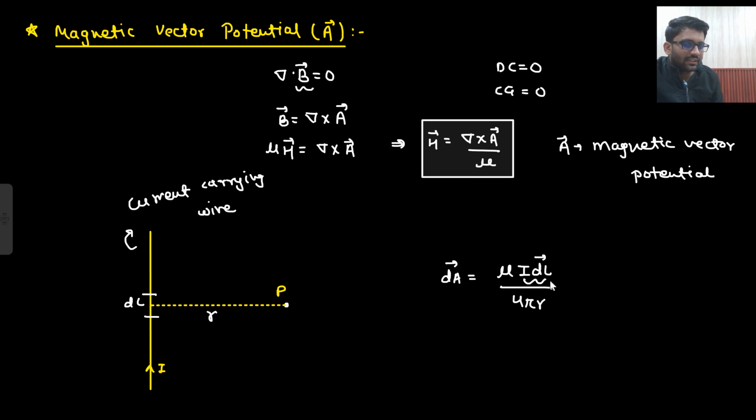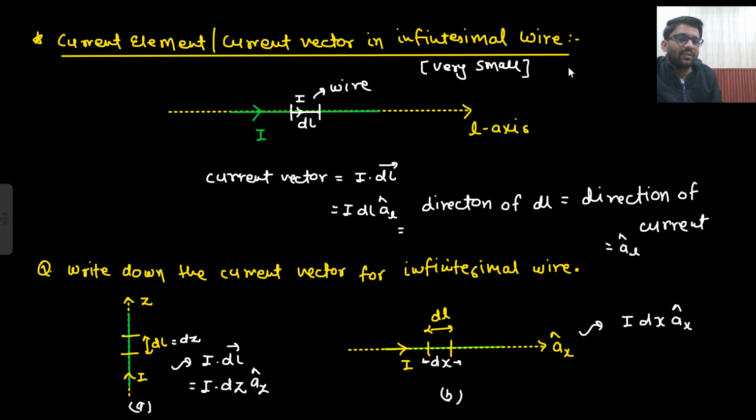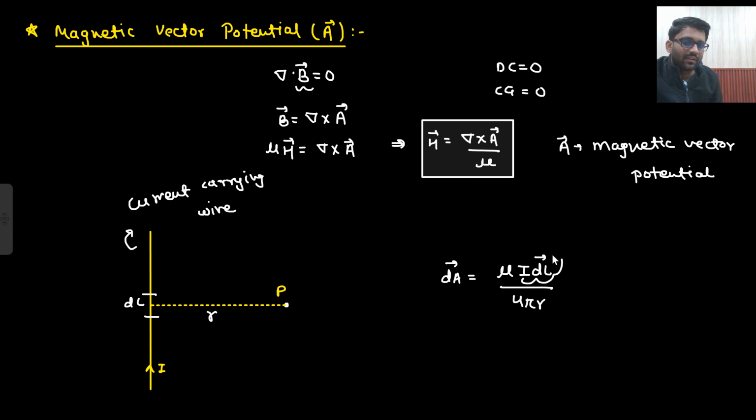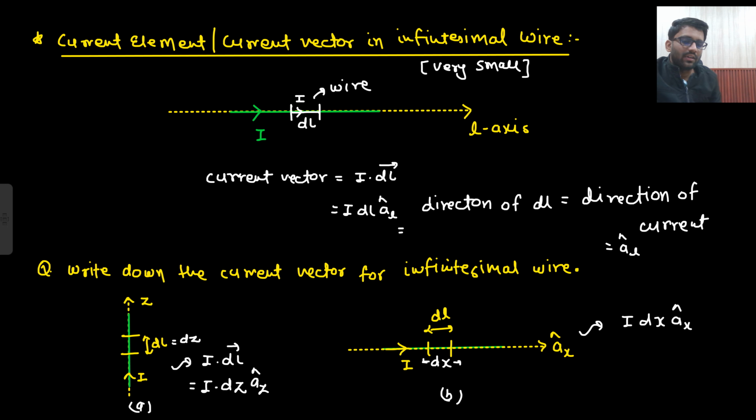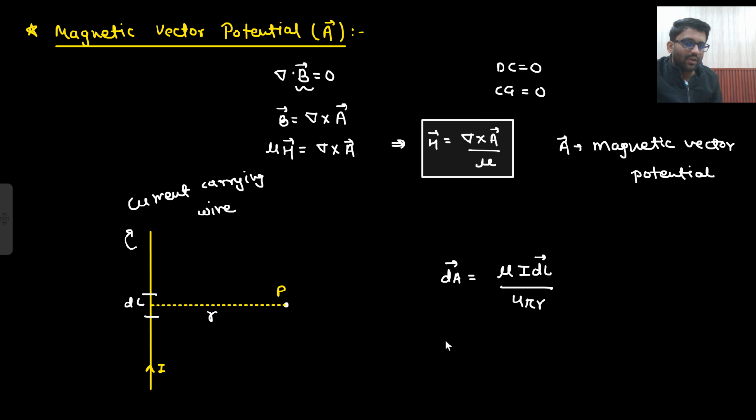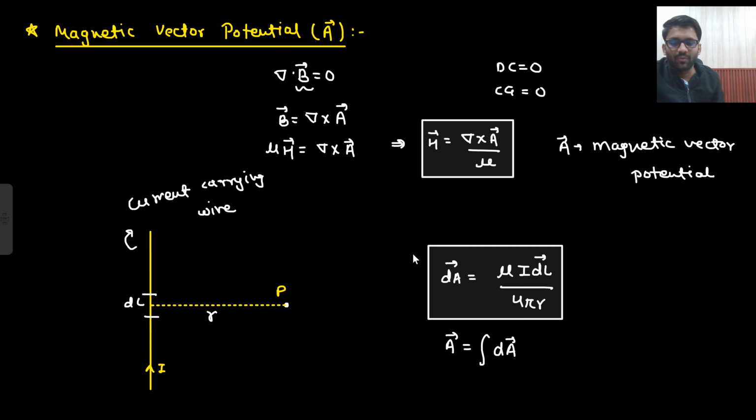This is your current vector, the current vector of the infinitesimal wire. So this is the formula of dA, and if you need to calculate A, then you just need to integrate. This is the formula of dA, which you need to keep in mind.